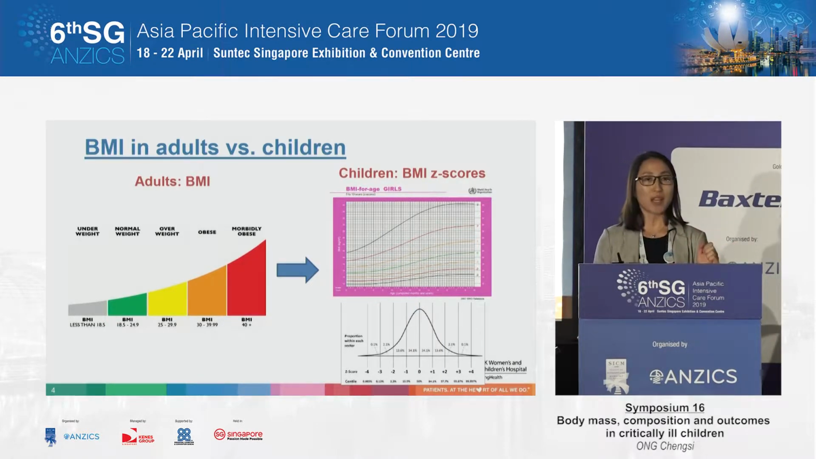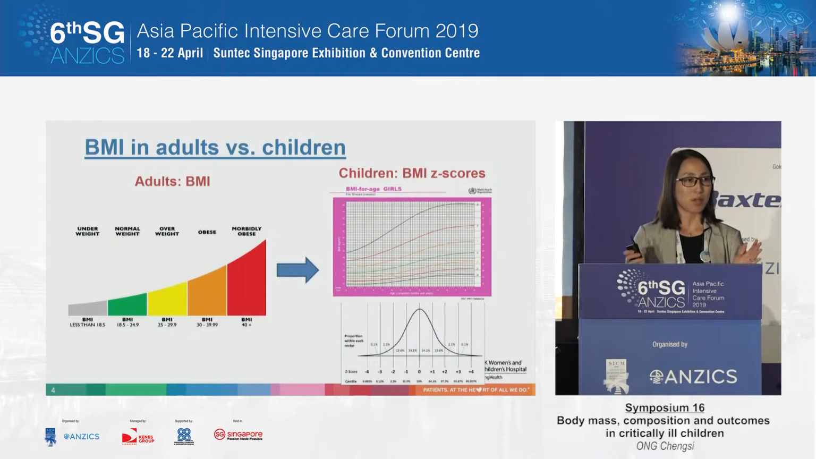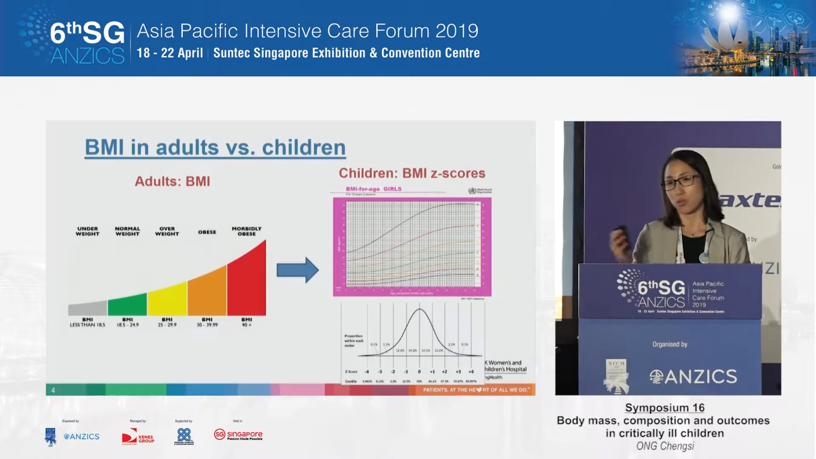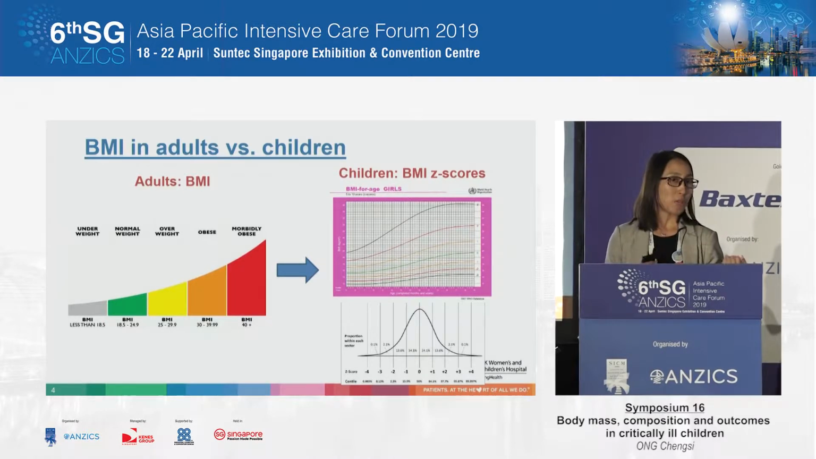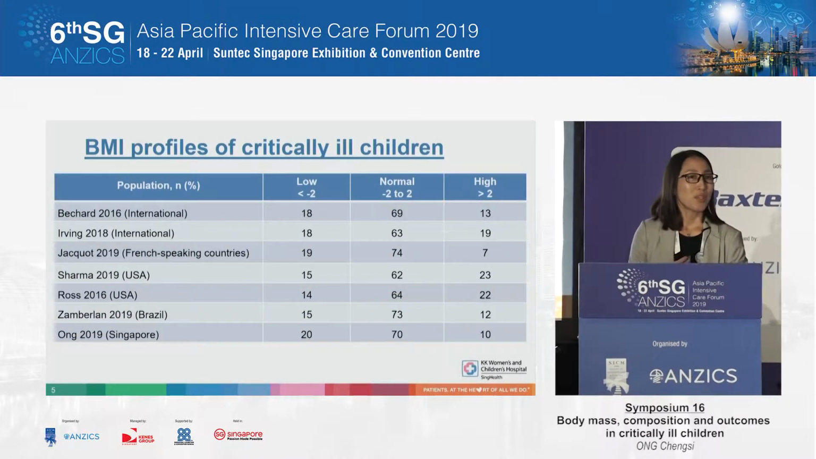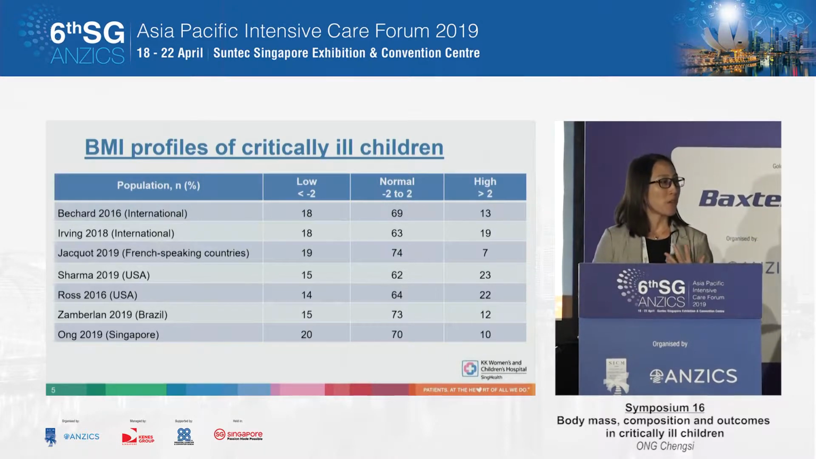So we classify children's BMI status using Z-scores. And basically, what is considered acceptable or normal is anywhere between -2 to 2. And then anything below that, we consider low. And anything above that, we consider high. So what are the BMI profiles of children that come into our PICU?